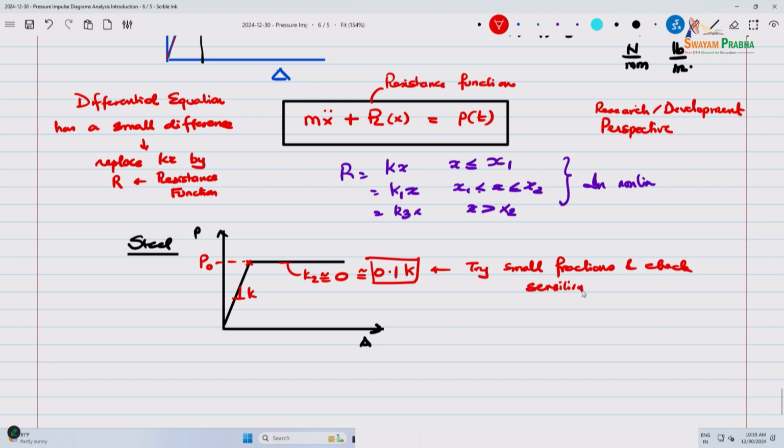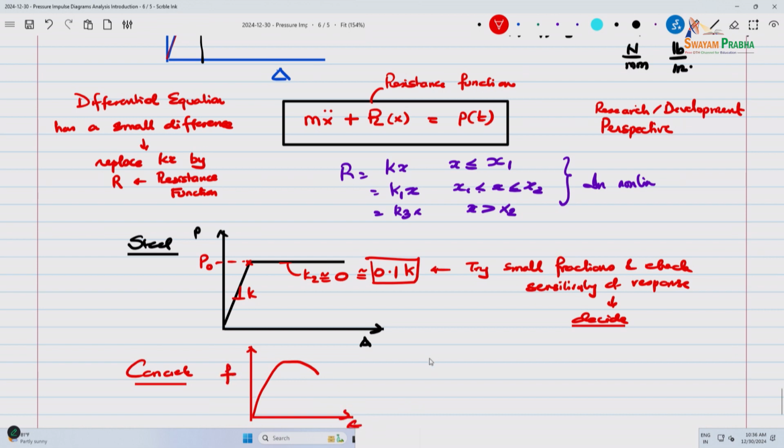Sensitivity of the response, and from that make decisions. Decide which one to use. For concrete, you can try... Concrete, if you see, you have several expressions. Stress versus strain.